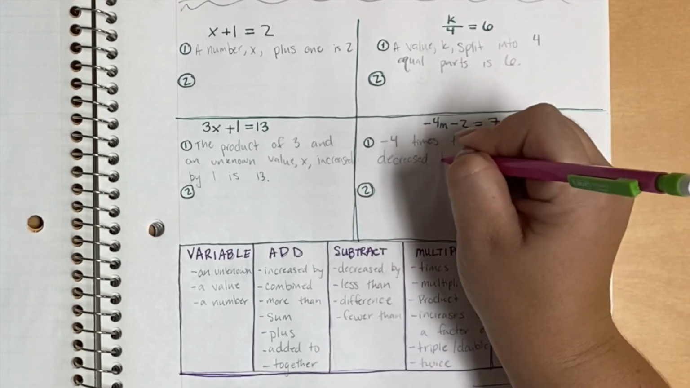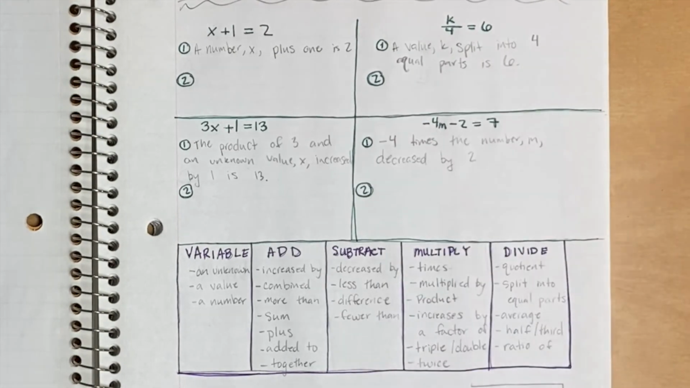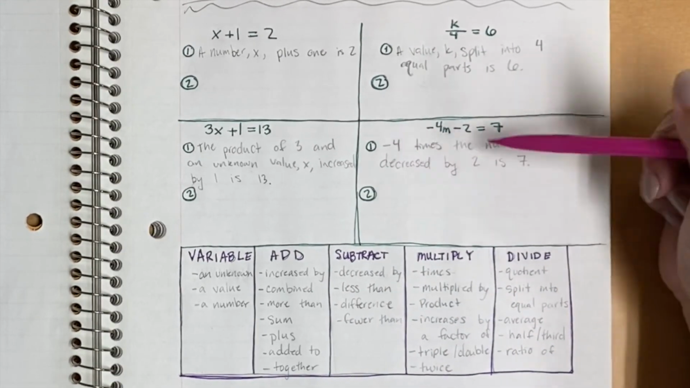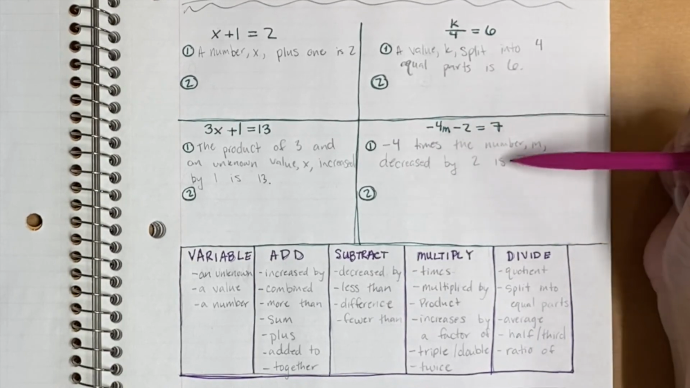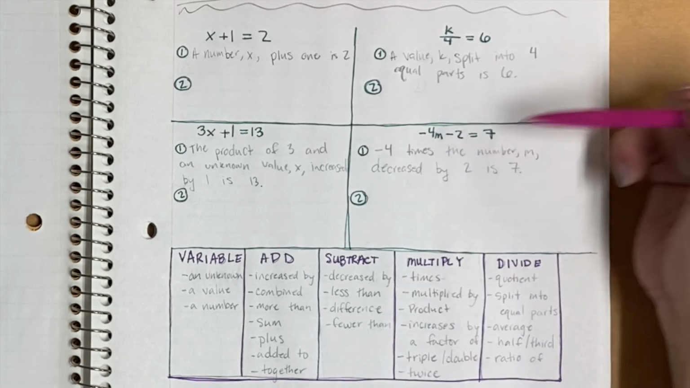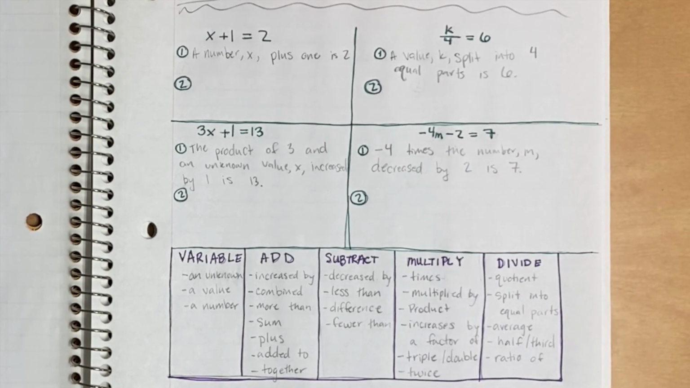Decreased by 2 is 7. Negative 4 times the number m decreased by 2 is 7. Negative 4 times m decreased by 2 is 7. So we can kind of follow that.